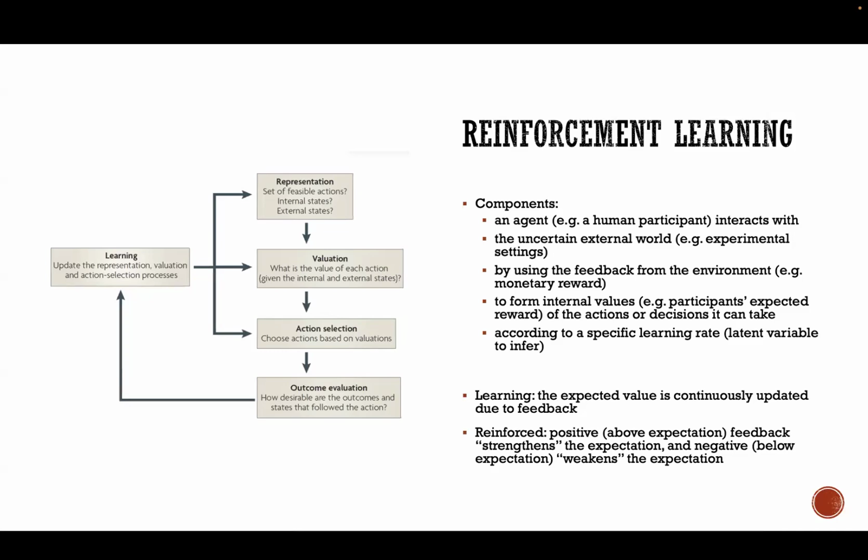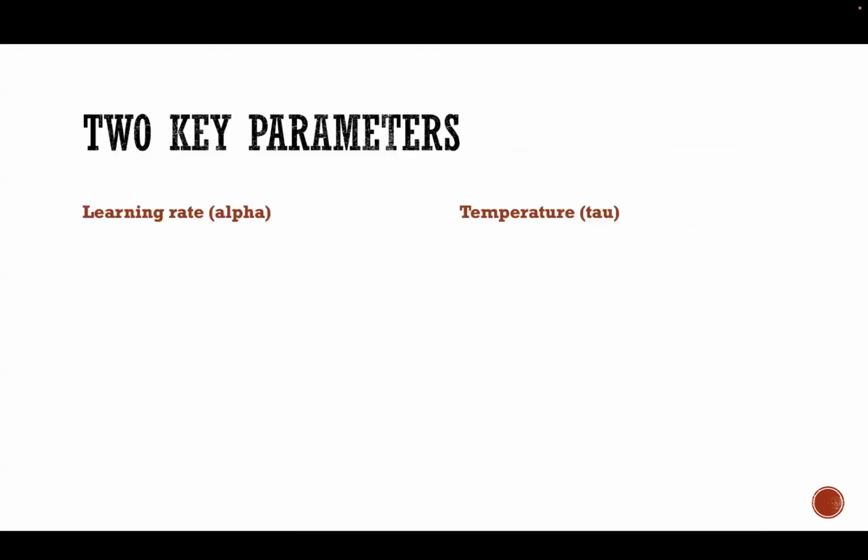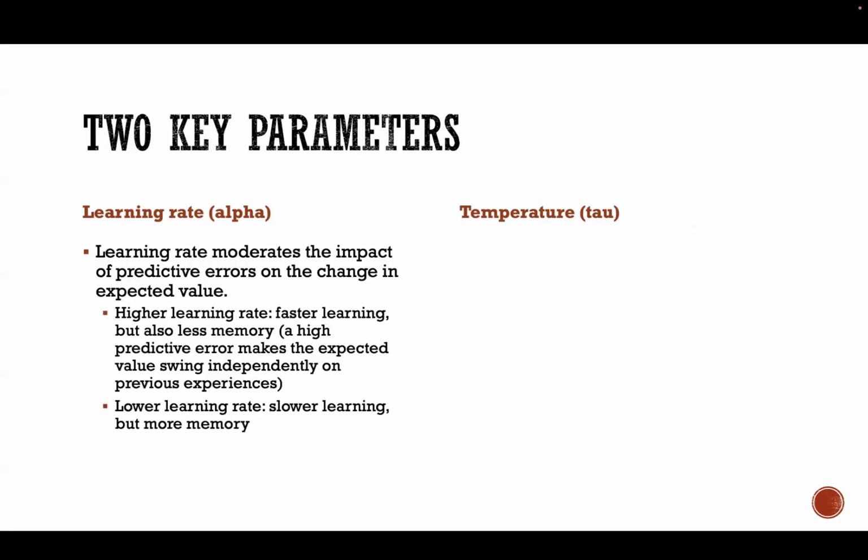And it's reinforced because positive, that is above expectation, feedback strengthens the expectation, increases it, and negative, below expectation, weakens the expectation. So there are two key parameters, one that we discussed slightly and the other that is not new, but we haven't discussed it explicitly. The learning rate, usually called alpha, moderates the impact of predictive error on the change in expected values, right?